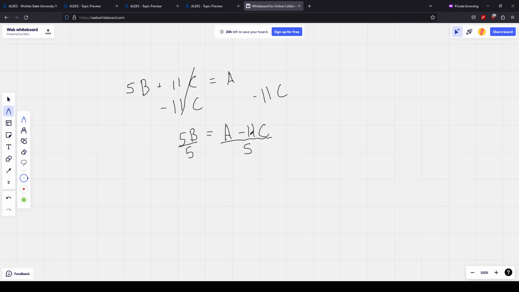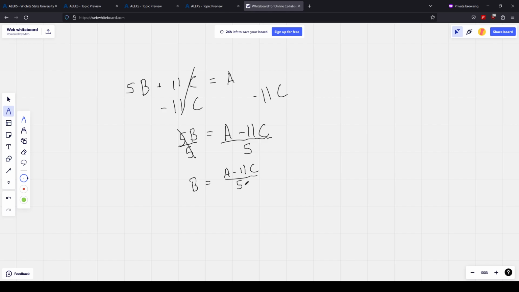So I like to write it as a single rational expression here, a minus 11c all over 5. If you watched the videos yesterday, you might know that sometimes ALEKS likes to separate these out, so I'll show you how that looks as well. But the important part here is that on the left-hand side, multiplying by 5 and then dividing by 5, those are inverse operations. They create 1 and essentially cancel here. So we're left with b equals a minus 11c all over 5.